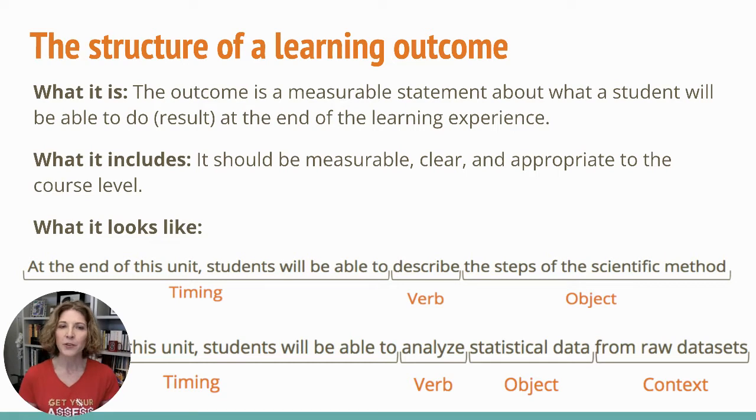At a minimum, student learning outcomes need to have timing, a verb, and an object. The timing identifies by when the students will have learned the outcome, at the end of an activity, a unit, an event, a course, a program, and so forth. The verb identifies the action students will be able to take with the learned information. And the object identifies the specific content of the learned information. And at times, you may also add context to that outcome.